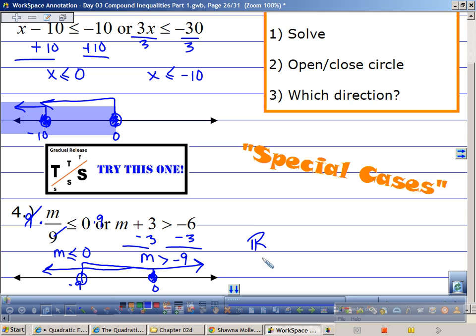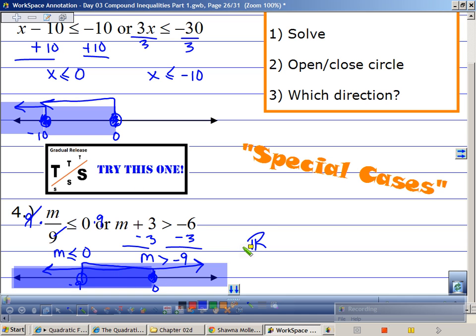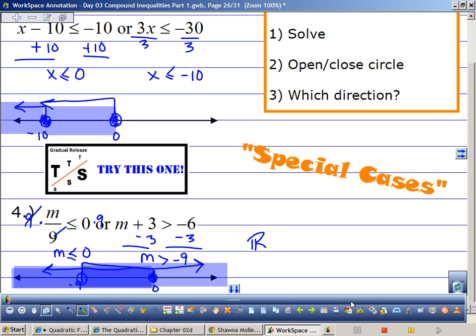All real numbers. Good job. Do you see why? Because all of these are included. Watch, I can highlight. Everything above negative 9 and everything below 0. Yeah, it'd be everything. It would be all of the numbers. Okay, so those are special cases when they overlap like that. Questions on that?